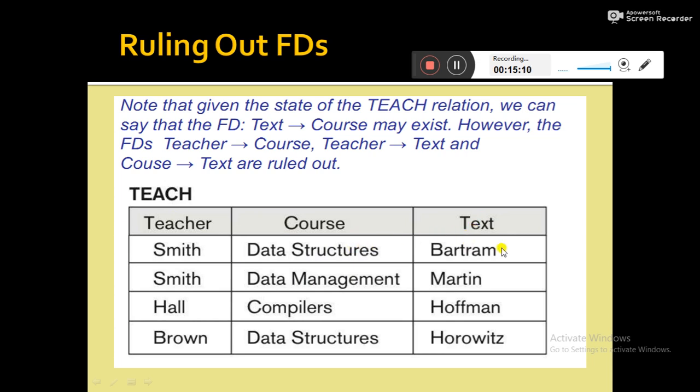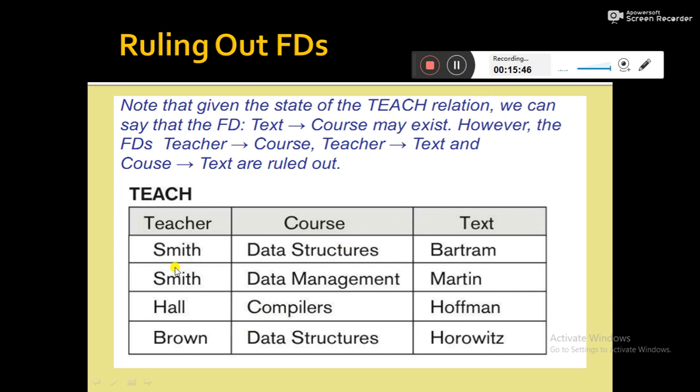One is book from, and for data structure, we are again getting another value, book which. That means for a particular value of course, there is no unique value of text. For a particular value of course, we are getting multiple values of text. For example, for data structure, we are getting two text values: one is book from, another one is book which. So course arrow text is ruled out. That means this functional dependency, course arrow text, doesn't hold on the relation teach based on the given population.